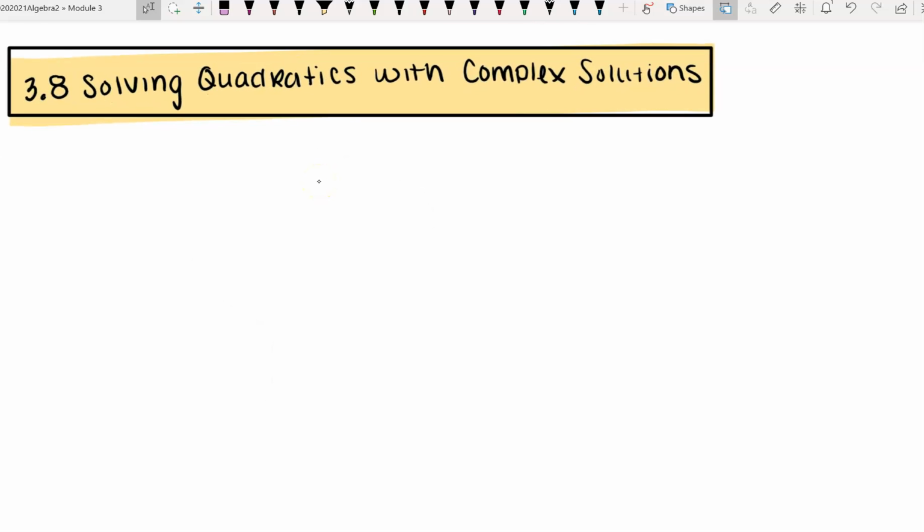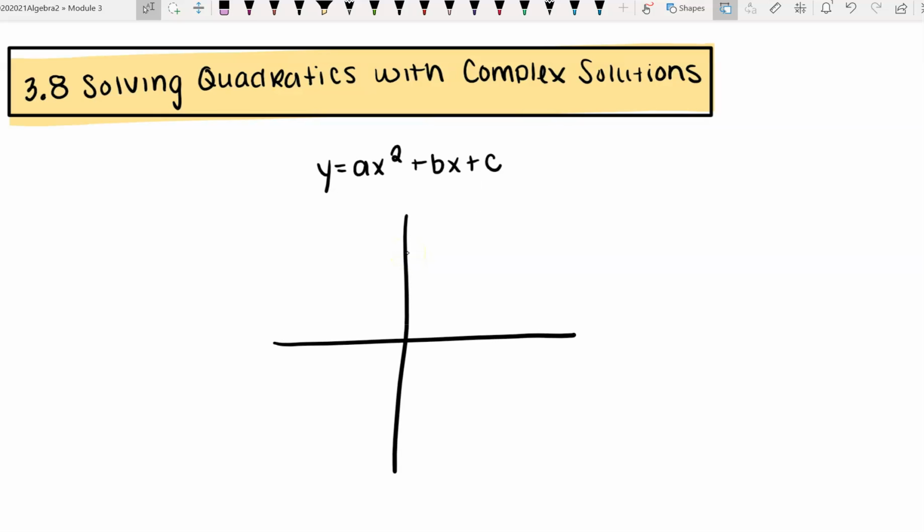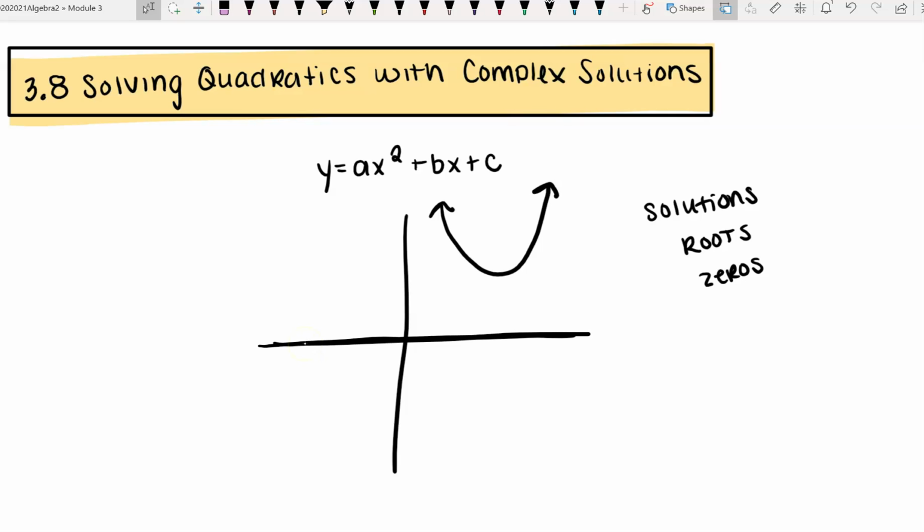What if we look at some graph of this standard quadratic form that we've been dealing with, and the graph looks something like this. And I ask you to solve it, find the solutions, or the roots, or the zeros, same thing we did last time. Solutions, roots, or zeros are where it crosses the x-axis right here. What if you graphed it and said, okay, Miss Kate, that never crosses the x-axis, there are none.